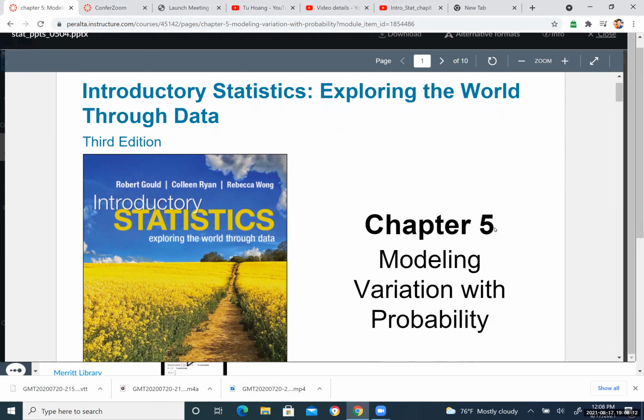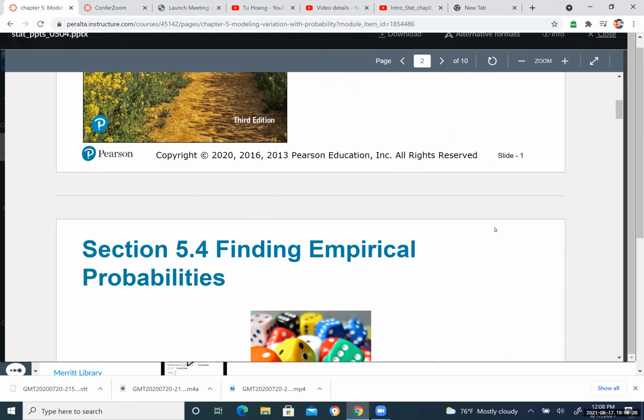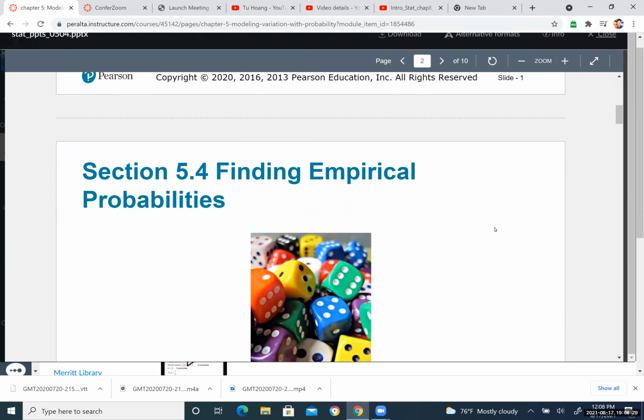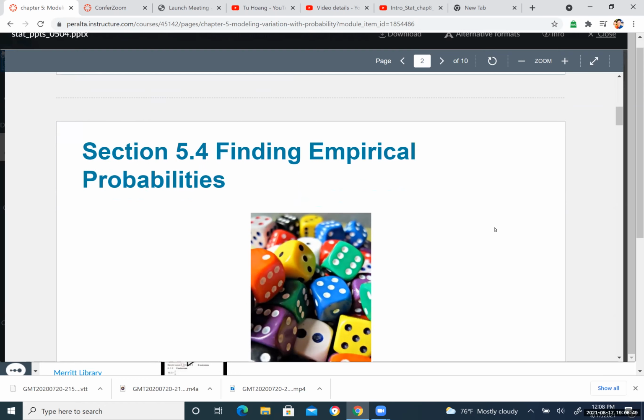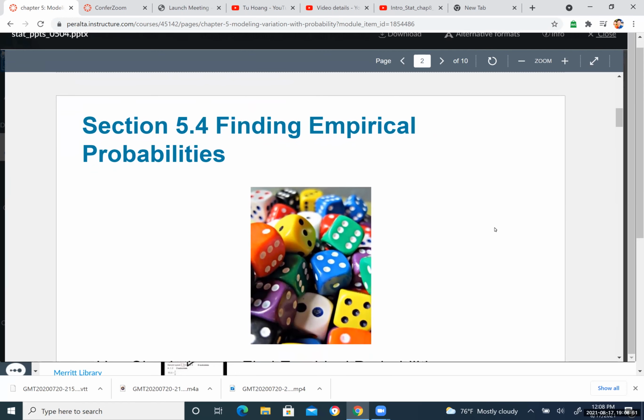In this section 5.4 of chapter 5, the purpose is for you to understand how to find what we call the empirical probability. I want to give you examples that make things easy for you to understand and to find this empirical probability faster. This is the empirical probability, not the empirical rule. You just need to understand the concept and then you know how to do it.